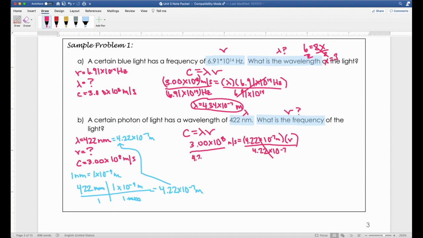So 4.22 times 10 to the negative 7th. When you solve for frequency, you should get 7.11 times 10 to the 14th. And units for frequency are hertz. And there's my final answer.